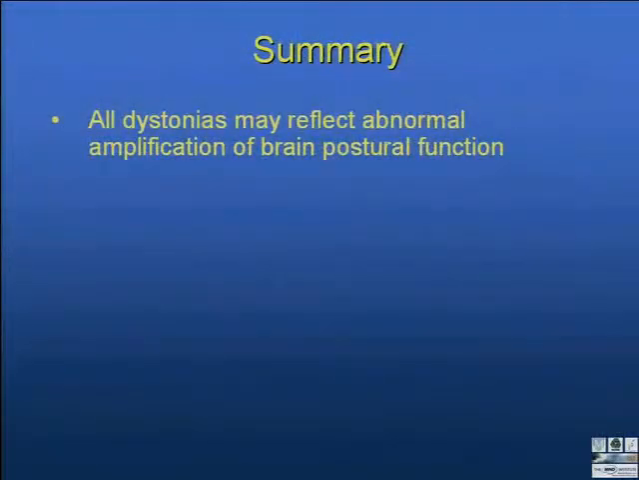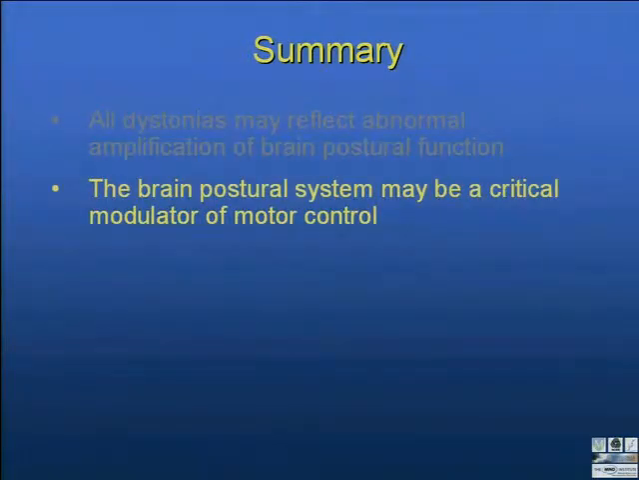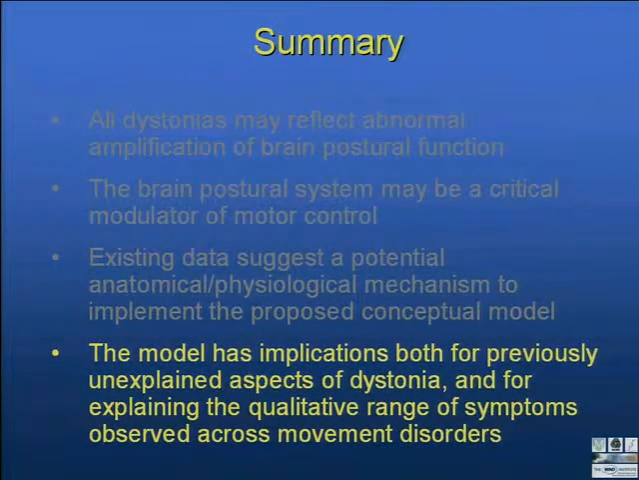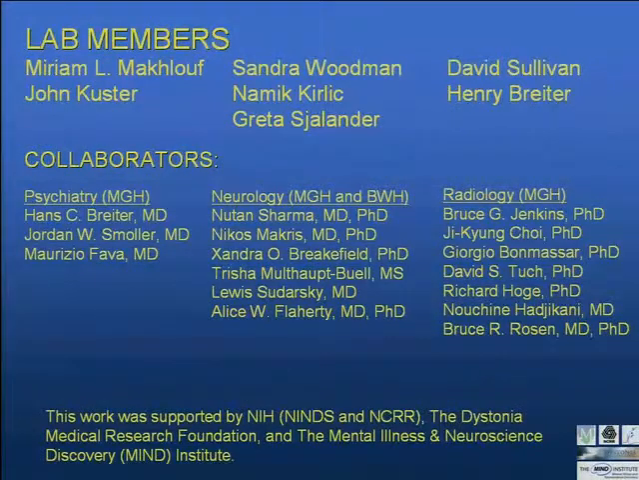Just to summarize the model in general, we're arguing that all dystonias may reflect abnormal amplification of brain postural function. The brain postural system may be a critical modulator of motor control itself. The existing imaging data that we have, as well as a lot of other data in the literature, suggests potential anatomical and physiological mechanisms that implement the proposed model, including the circuitry in these collateralizing fibers I mentioned. And the model has implications both for previously unexplained and puzzling symptoms that you see in dystonia, and also for the qualitative range of symptoms across the different movement disorders. So that is it.